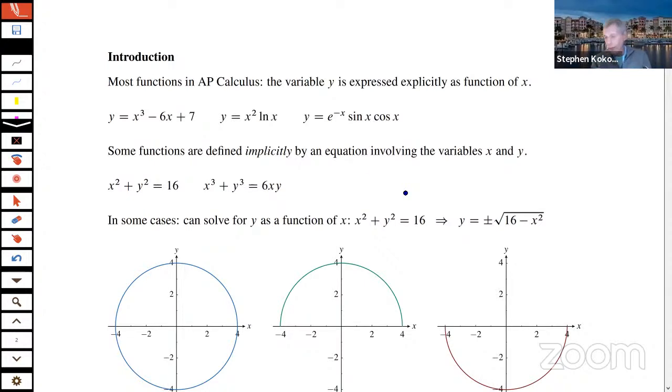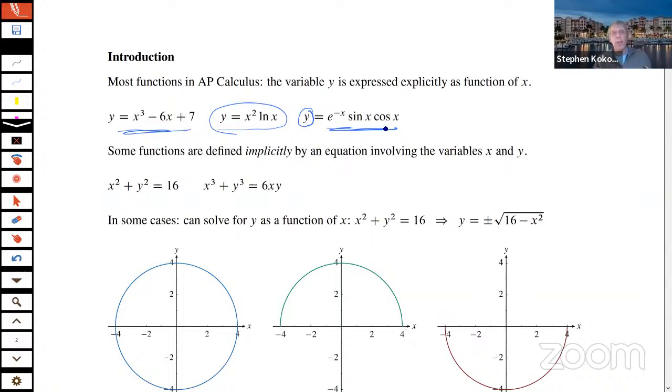You know that for most of the functions that we deal with, Curtis, in AP Calculus, the variable y is usually expressed explicitly as a function of x. So, for example, we're used to seeing functions like this. For example, a polynomial over here. This one, y is equal to x squared log x. And again, y is all alone on one side of the equation, and on the right-hand side, all we have over there are functions of x.